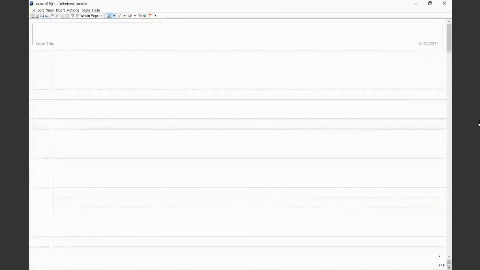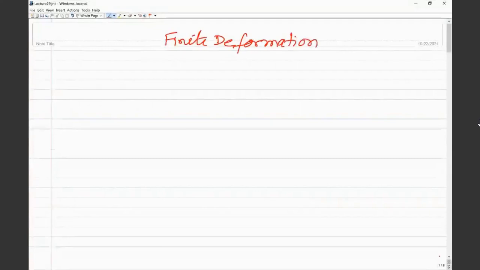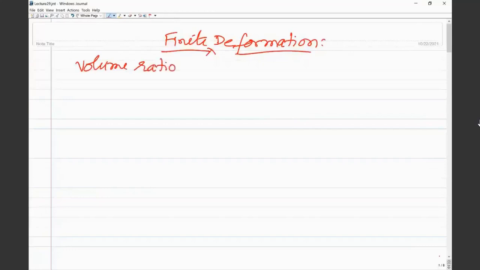Yeah, so I'm going to continue with finite deformation. I will first discuss the volume ratio. For that, let us say that now we have the reference frame and the coordinate system embedded in that. The coordinates for the undeformed configuration are capital X, and for the deformed configuration are small x.